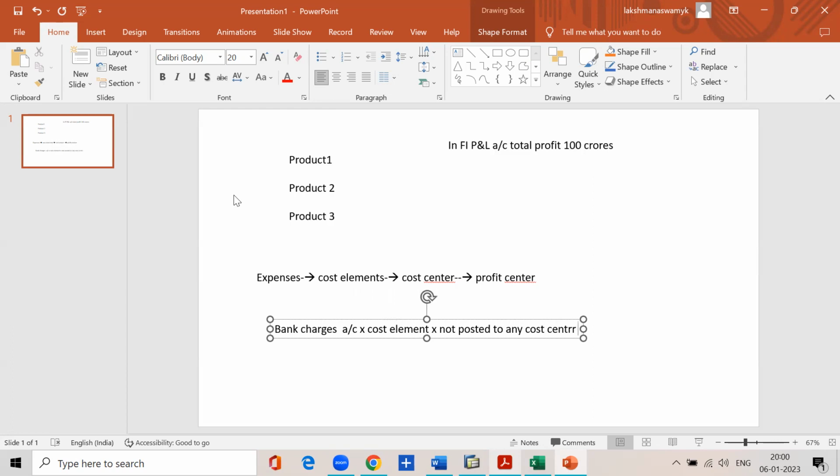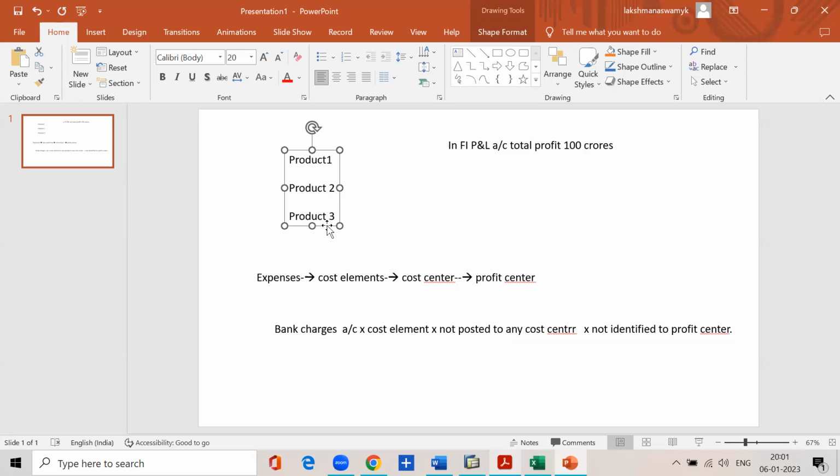So it is not identified to any profit center. So this expenditure, bank charges, is lying alone in FI, right? So it is not posted to any profit center. In that case, will the sum of the profits of the individual products be equal to the profit in the financial accounting? No. Yes, sir, then your reports are wrong. Everybody is able to get my point?